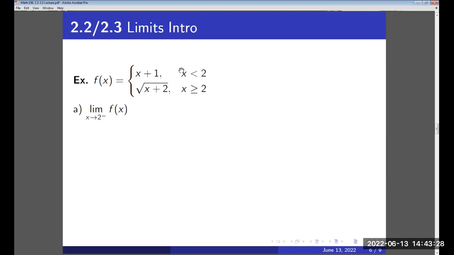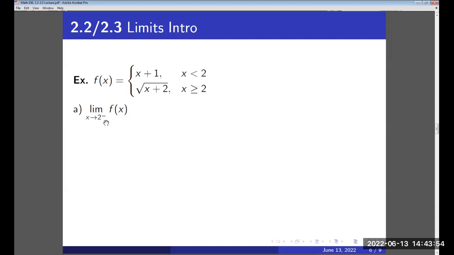All we're saying is, hey, for x values less than 2, use this. For x values greater than or equal to 2, use that. We're going to check out the graph of this after we've gone through a couple of limit questions. I'll show you guys how to graph piecewise functions in Desmos. It's pretty nifty. Okay, part A, the limit of this function as x approaches 2 from the left.